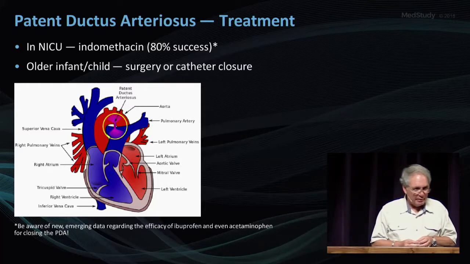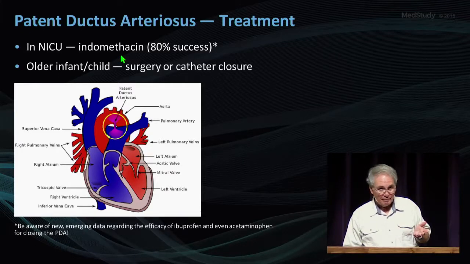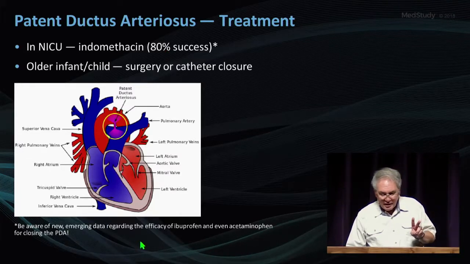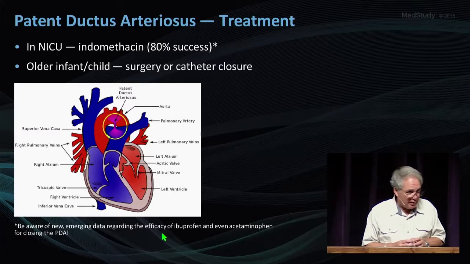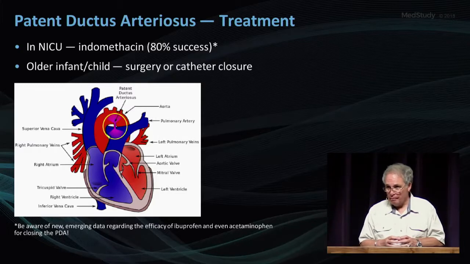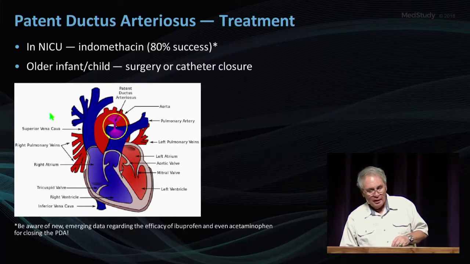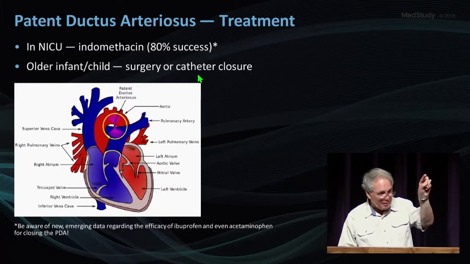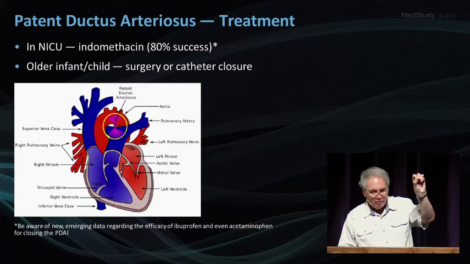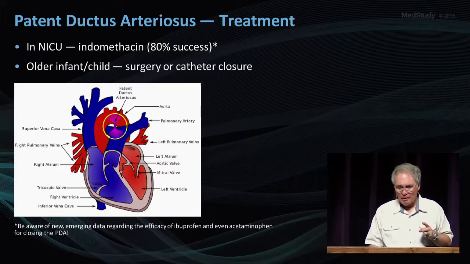Well, in the premature baby, in the newborn intensive care unit, the most common treatment right now is IV indomethacin. Closes the ductus 80% of the time. Be aware of new emerging data regarding ibuprofen and even acetaminophen as a modality for treatment of the PDA in the premature infant, but indomethacin would be your best answer on an exam question. In the older infant and child, but also sometimes in the preemie, catheter closure. You put a little catheter up into the ductus, extrude a device, and close it off, and there's always surgery as an option. So that's the patent ductus arteriosus.